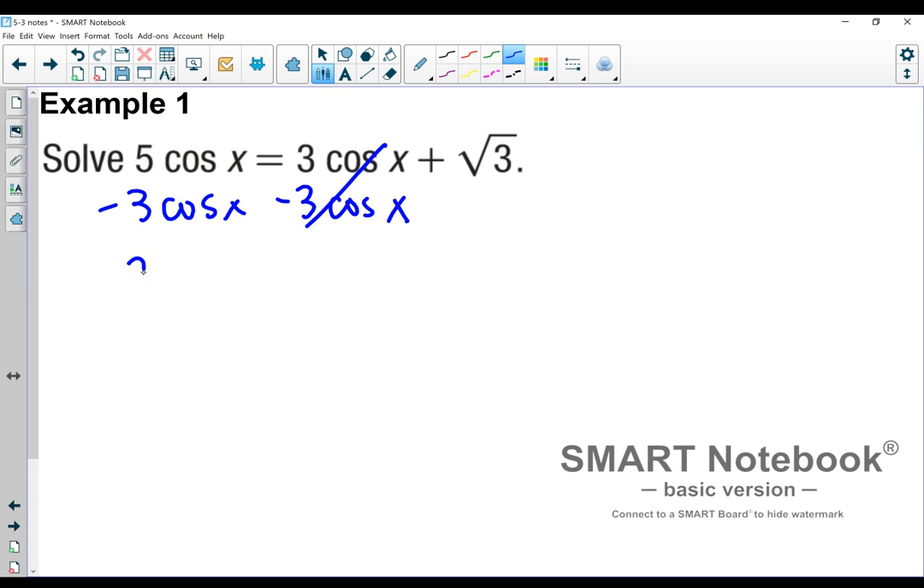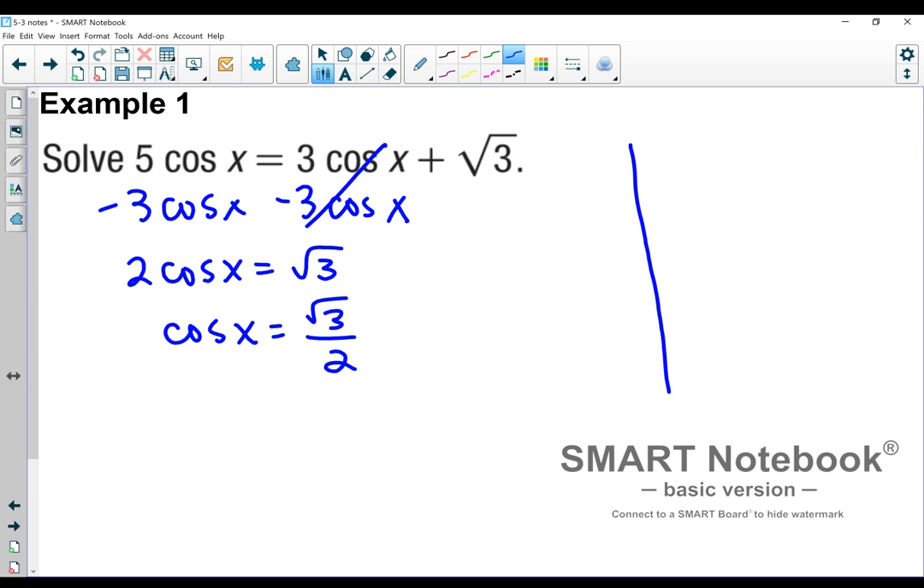So now I would have 2 cosine x equals square root of 3. And then I would divide by 2. So cosine x equals square root of 3 over 2. So we're going to solve by just drawing triangles on our coordinate plane here. So my square root of 3 would be the x side, and the 2 would be the r side.